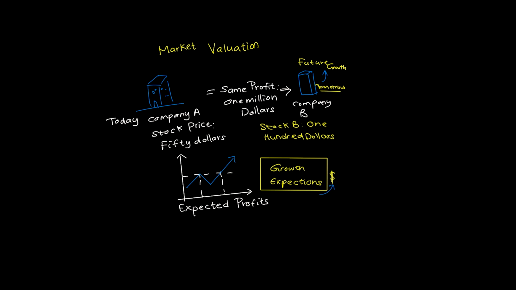Historical performance is already baked into current profits. Asset ownership matters, but doesn't fully explain the price difference. Debt levels affect risk, but growth expectations are what primarily drive valuation premiums. The market pays for potential, not just present reality.